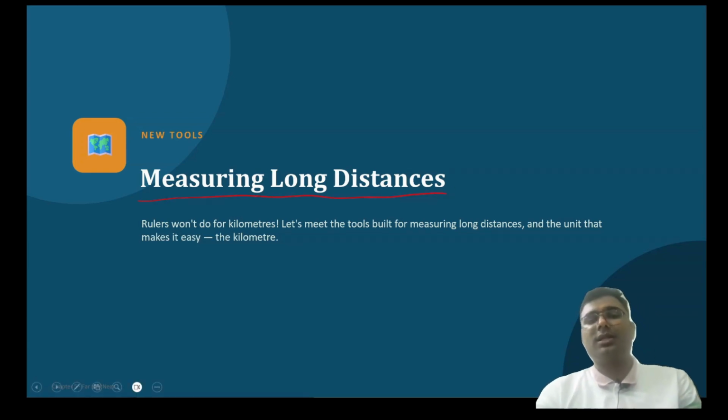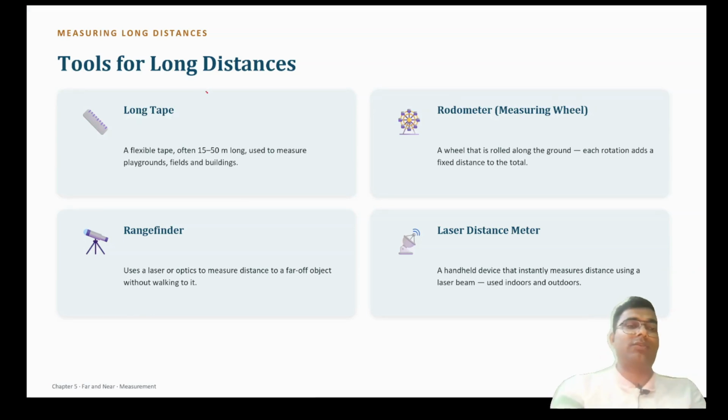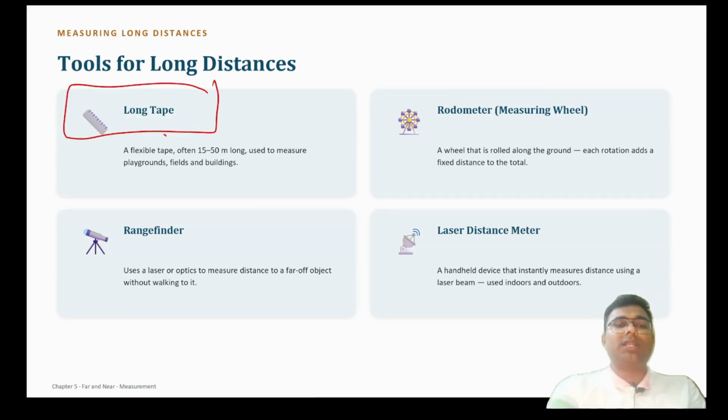Coming to the next, measuring long distances. When we have to measure long distances, like the distance between cities or the length of a road, we use different tools. If you want to measure the length of small objects, like your textbook, a pencil, or the blackboard, you can use the centimeter scale that is given in your geometry box, but for long distances we use different tools, like the long tape you can see here. The long tape is a flexible tape of 15 to 50 meter length, used to measure playgrounds, fields and buildings.